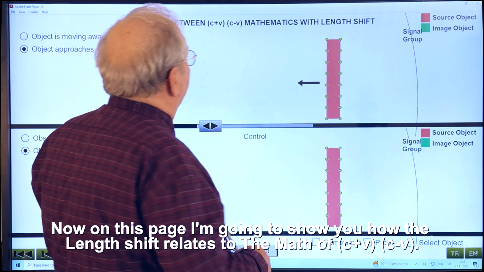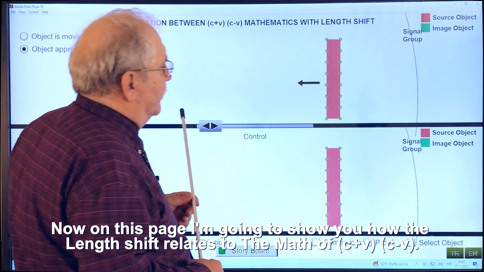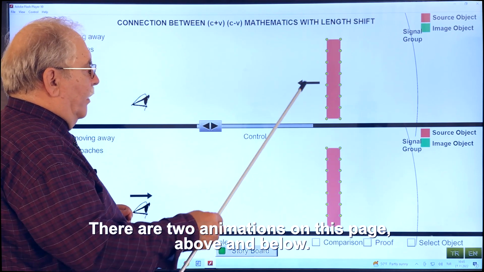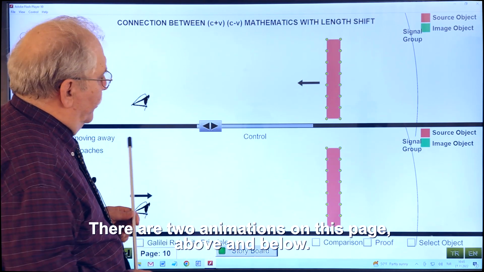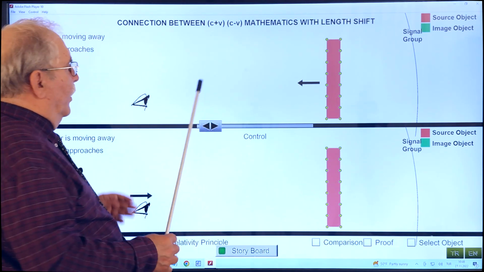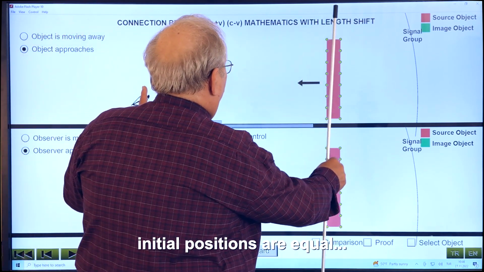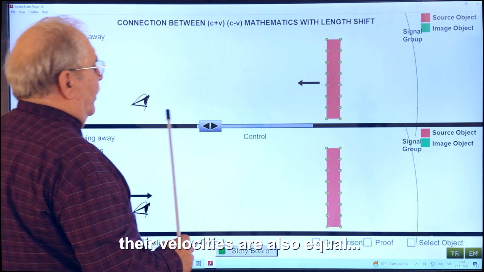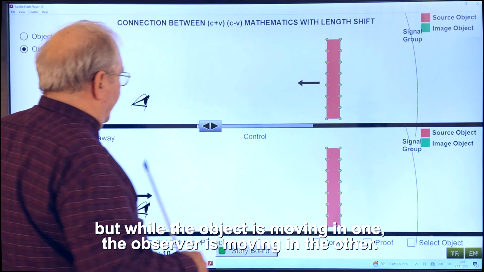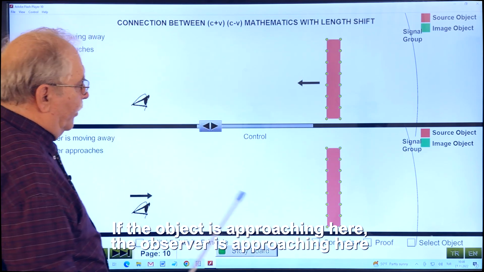Now on this page I'm going to show you how the length shift relates to the math of C plus V, C minus V. There are two animations on this page, above and below. You see both animations show the same thing. This object, this observer, initial positions are equal. Their velocities are also equal. But while the object is moving in one, the observer is moving in the other. If the object is approaching here, the observer is approaching here.